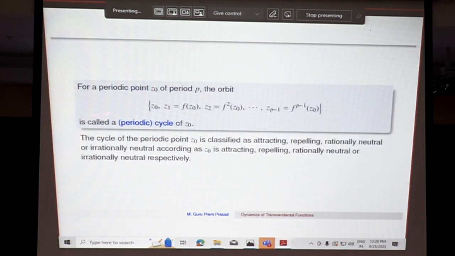For a periodic point, the forward orbit becomes finite. After p plus 1 steps, it will start repeating. The forward orbit of a periodic point is basically a finite set. If a point is attracting, we call it an attracting cycle. If it is a repelling periodic point, we call it a repelling cycle, etc.